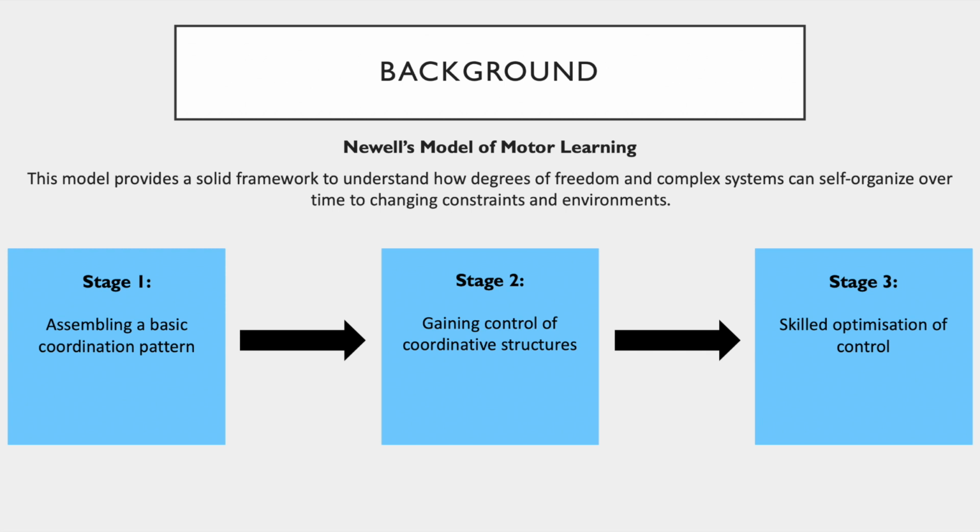Under the CLA, Newell's model of motor learning provides a solid framework to understand how degrees of freedom and complex systems can self-organize over time to changing constraints and environments. The first stage of motor learning is aimed at assembling a basic coordination pattern where the learner constructs a rough plan with the available degrees of freedom to create a movement solution. The second stage is aimed at gaining control of coordinated structures by exploring and adapting to new constraints, which enables self-correction and self-discovery. Lastly, the third stage is aimed at skilled optimization of control, which is characterized by the fluidity of movement and the ability to adapt to sudden environmental changes.